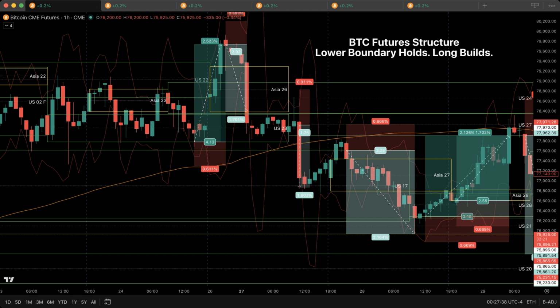Price moves upward from the entry area. It reaches April 27th Asia session upper boundary. The first target is paid, but price continues to push. Now you consider trailing. First trailing target, April 17th US session upper boundary.